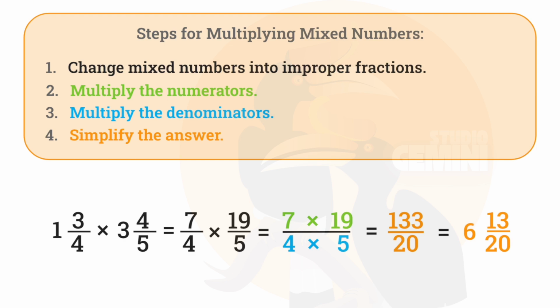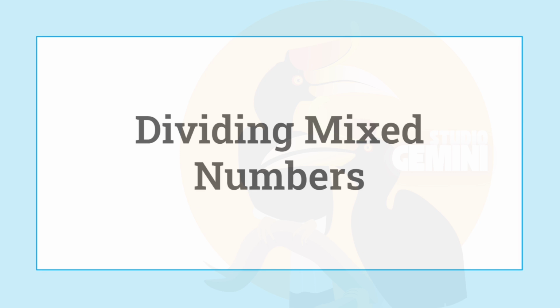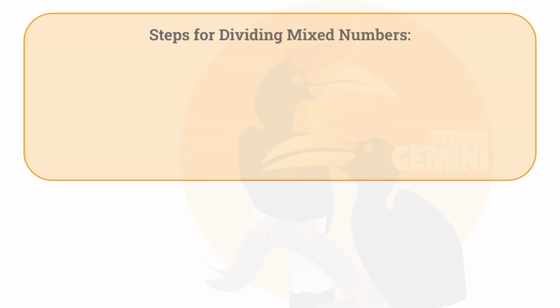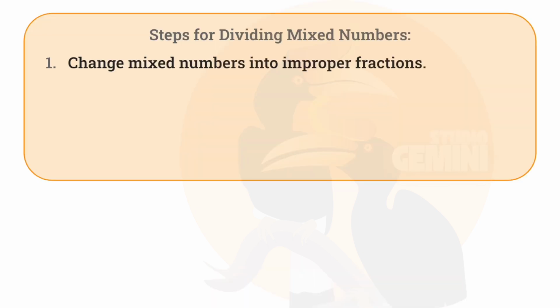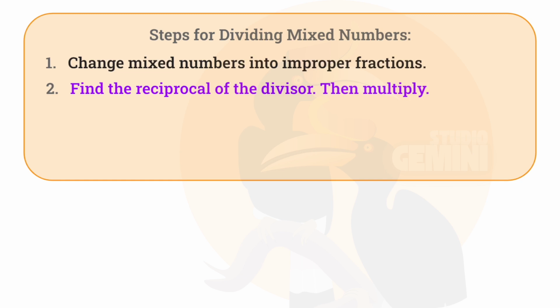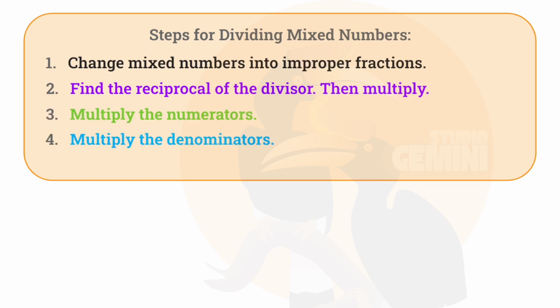Last but not least, let's review dividing with mixed numbers. Begin by changing your mixed numbers and whole numbers into improper fractions. Then follow the steps for dividing two fractions. Find the reciprocal of the divisor and then multiply. Don't forget to simplify when you're done. 4 and 1/12 divided by 2.